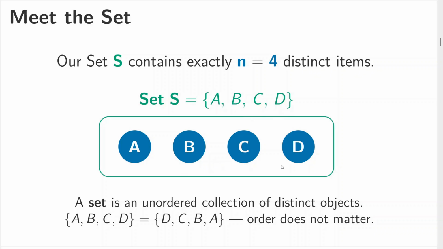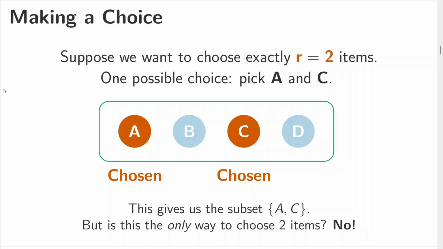Now, what is a set? In mathematics, a set is simply an unordered collection of distinct objects. Because it is unordered, the set of A, B, C, and D is exactly the same as the set of D, C, B, and A. The order in which we list them inside those brackets does not change the set itself. Order does not matter.